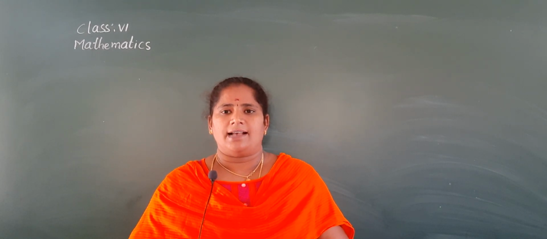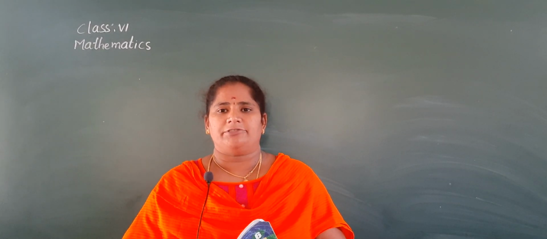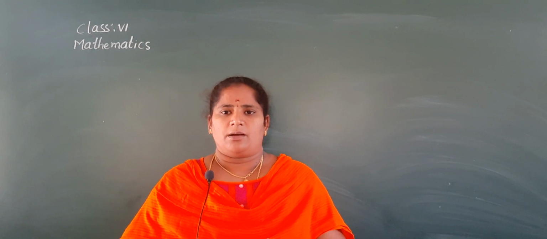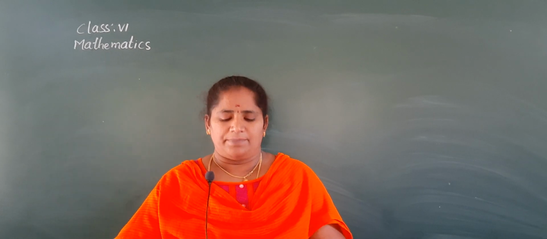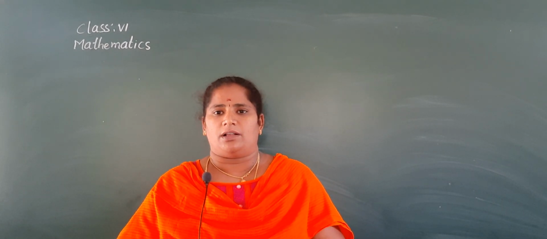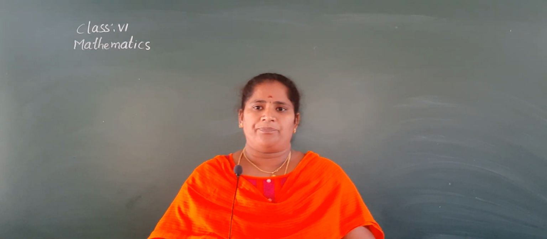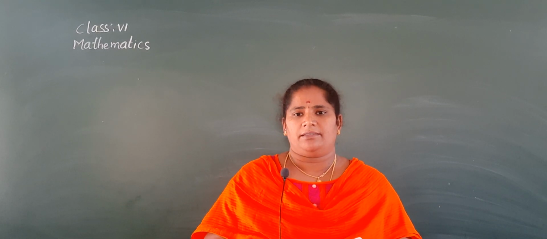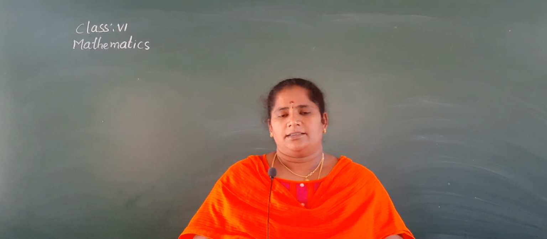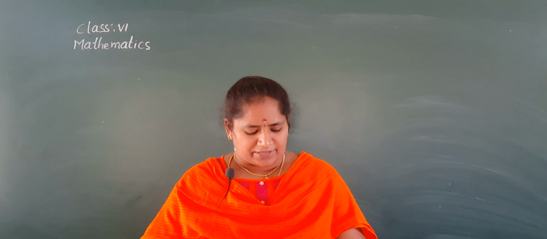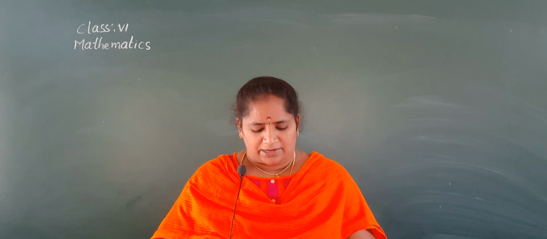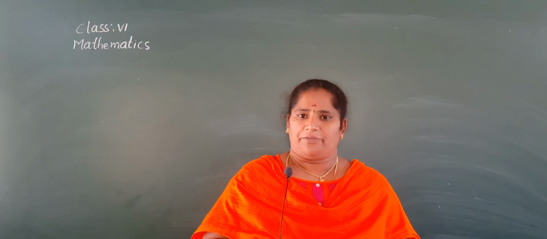Okay, so in last class we completed the divisibility rule by 11. Come on, tell me children, what is the divisibility by 11? And we completed that exercise 3.2 also. Yes, the difference between the sum of the digits at the odd places and the sum of the digits at the even places is either 0 or a multiple of 11.